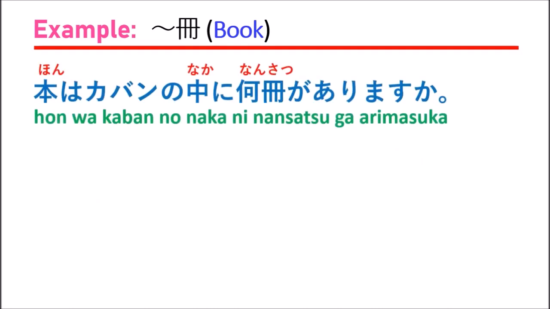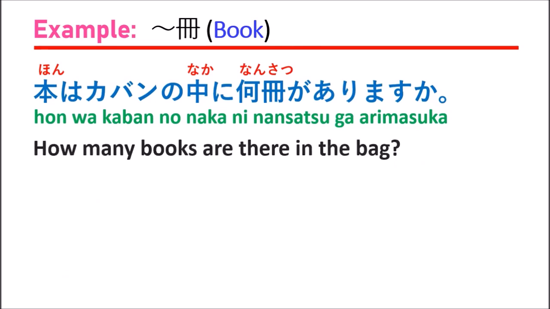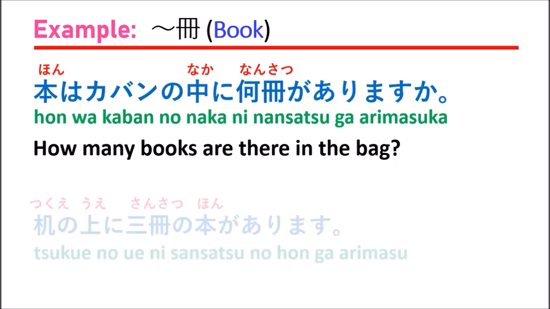Now let's see some examples of how to use the unit of Satsu to count books. The first example. 本はカバンの中に何冊がありますか? Which means, how many books are there in the bag?